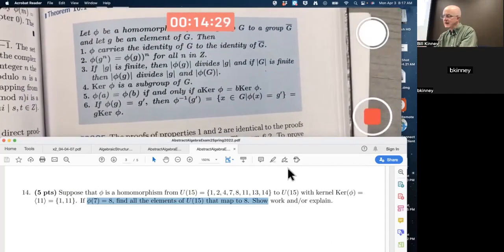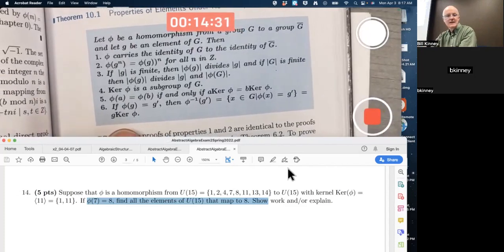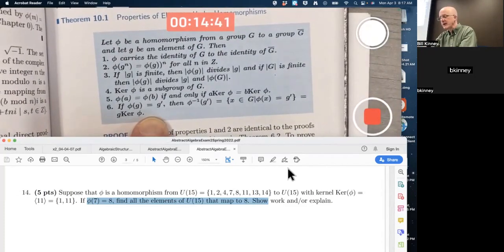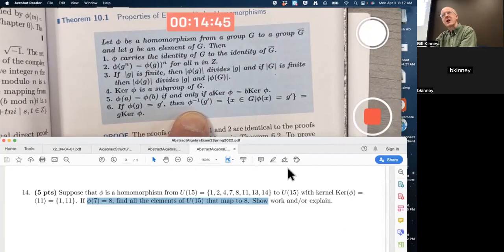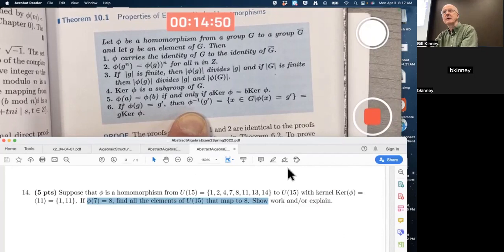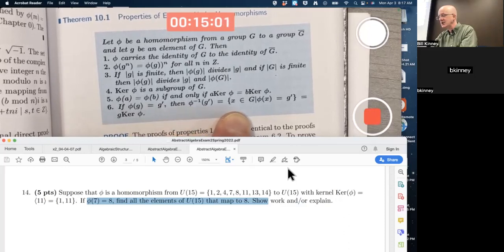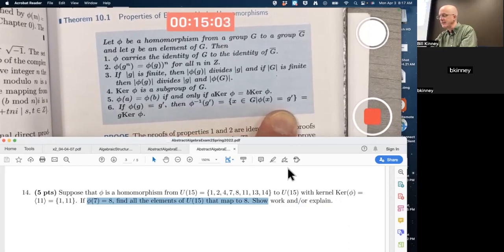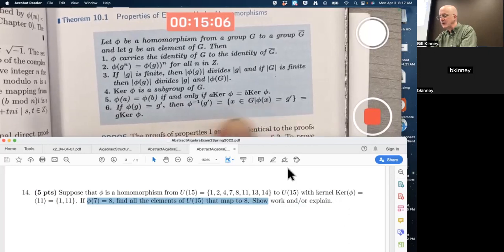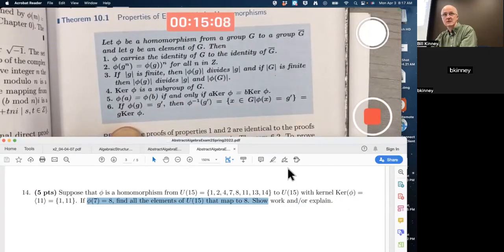It's in theorem 10.1, excuse me, property 6. Pretty important property, actually. If phi of g equals g prime, then this is called the preimage of g prime. Remember, homomorphisms don't have to be one-to-one, so the inverse function of phi need not exist, but this notation is still used. It's called the preimage. It's everything in G that gets mapped to g prime. And this theorem says it equals this coset of the kernel.